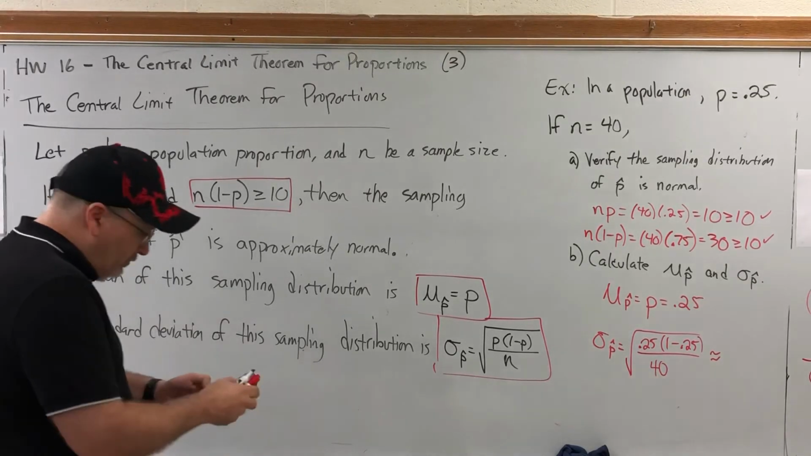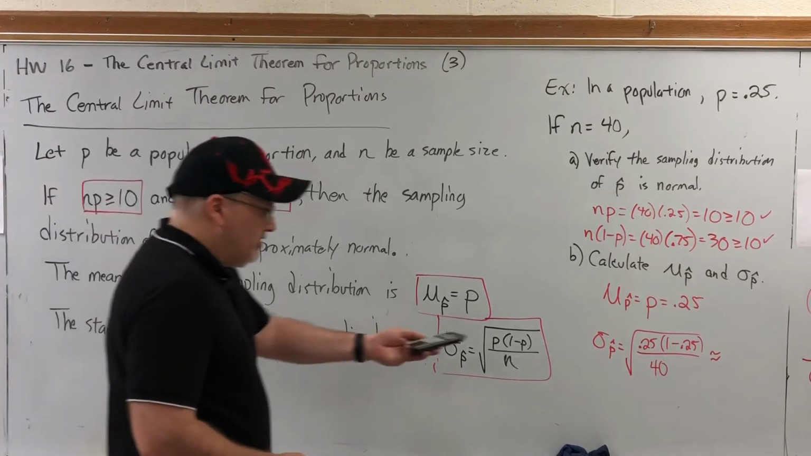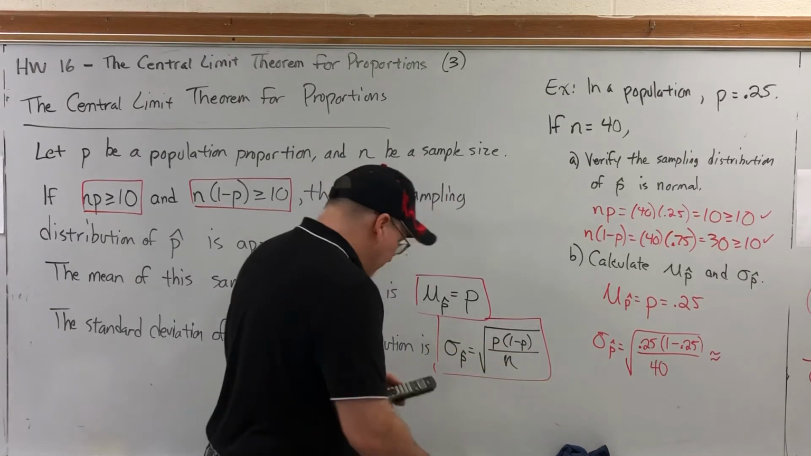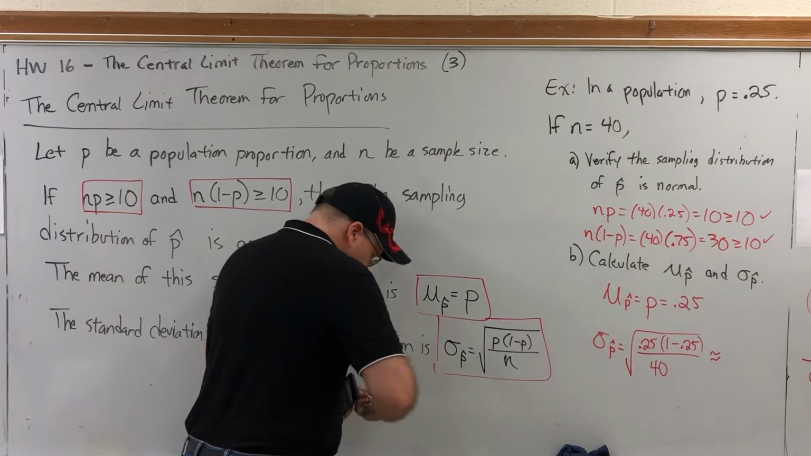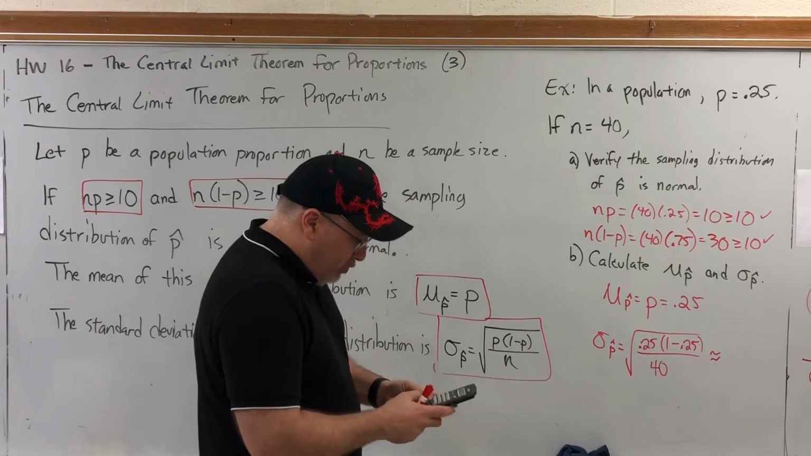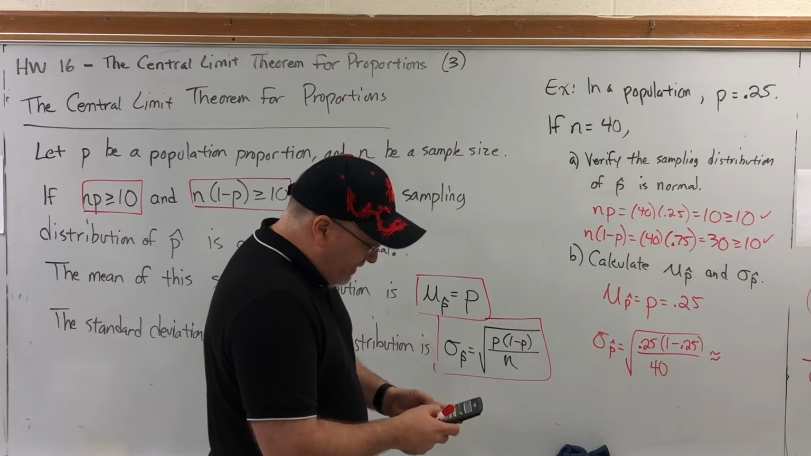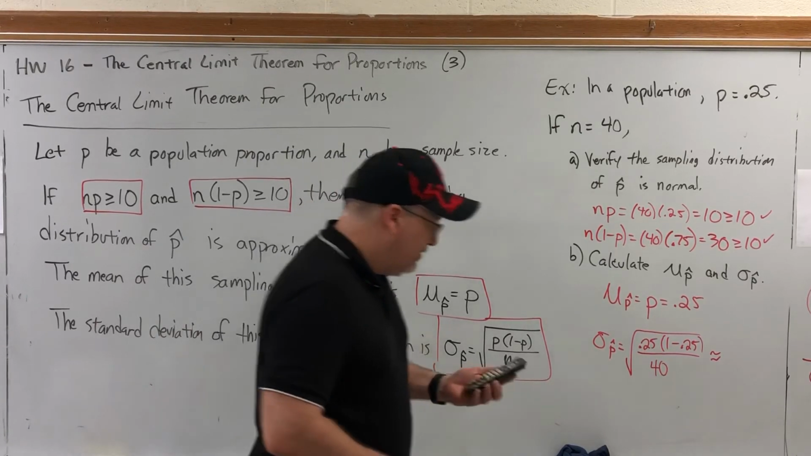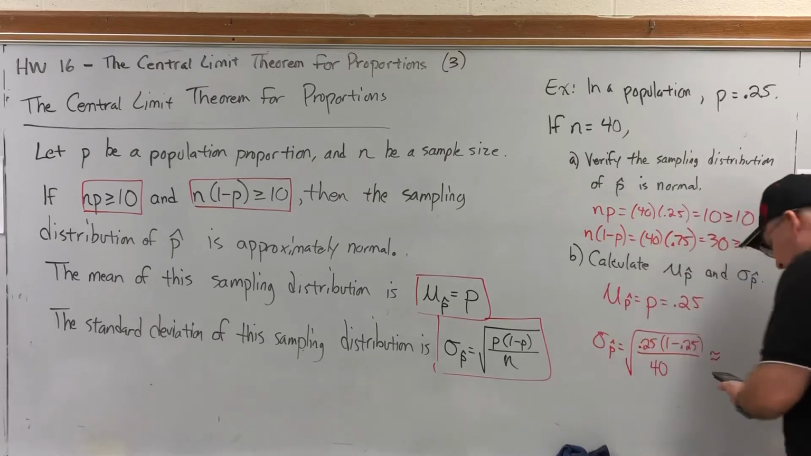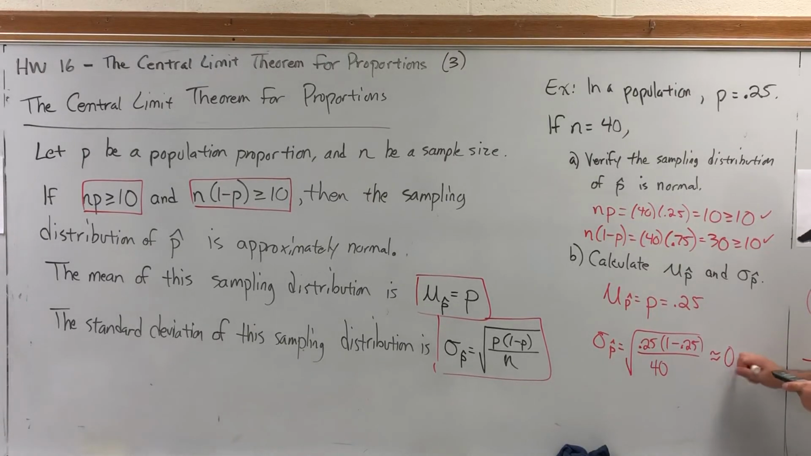So, what I like to do in the sigma sub p-hat calculations is figure out the part under the square root first, and then just square root that answer. So, 0.25 times 0.75 divided by 40 equals, and then square root that. If we take it to 4 decimal places, we get 0.0685.